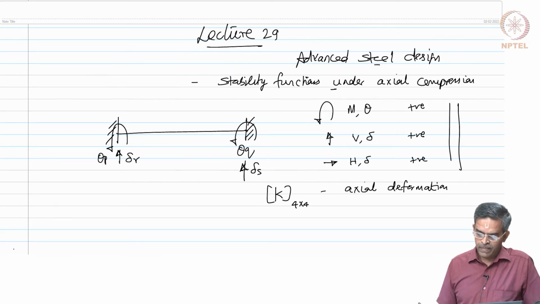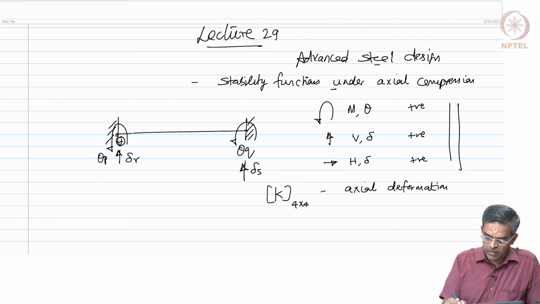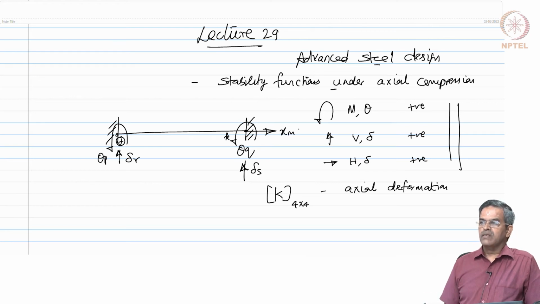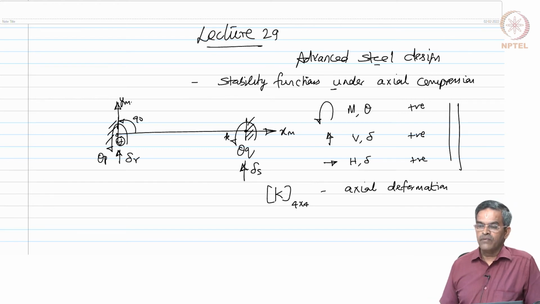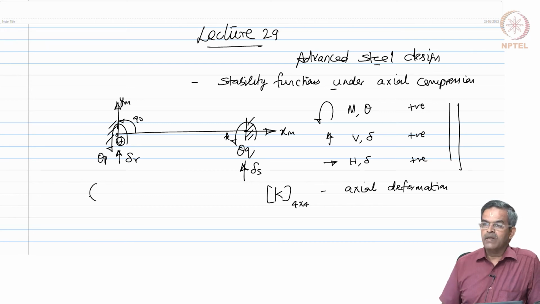Please see this order. If this is my jth end of the member and this is my kth end of the member, along the length of the member is my x-axis, and the y-axis is anti-clockwise 90 to x-axis. Therefore, the degrees of freedom are labeled in such a manner: rotation at jth end, rotation at kth end, displacement along positive y at jth end and displacement along positive y at kth end. So, P, Q, R, S, this is the order.